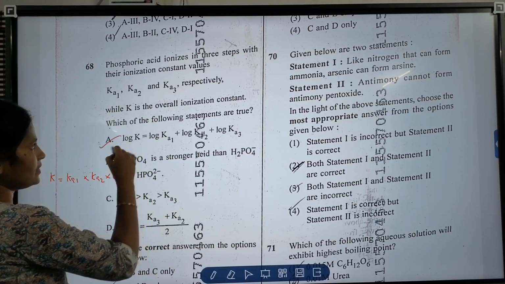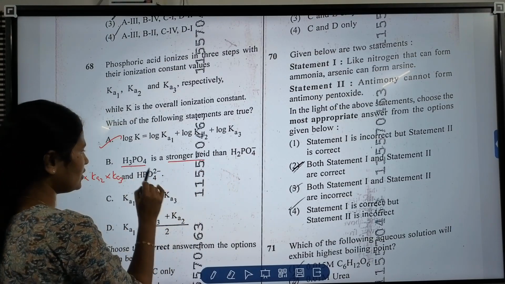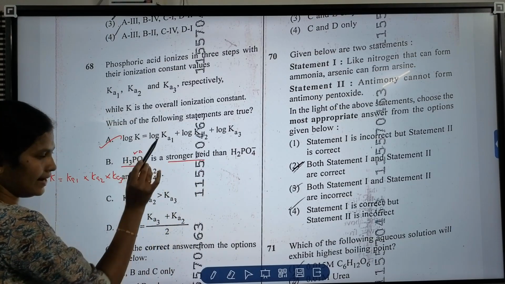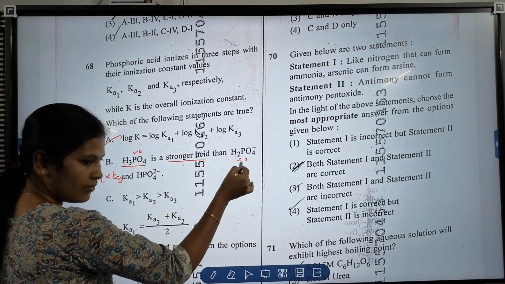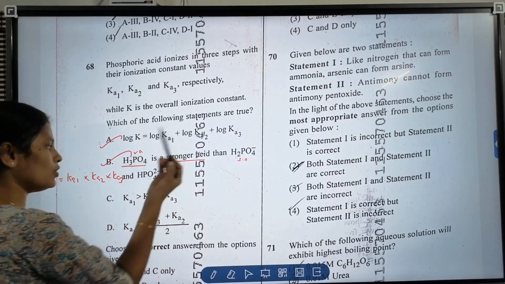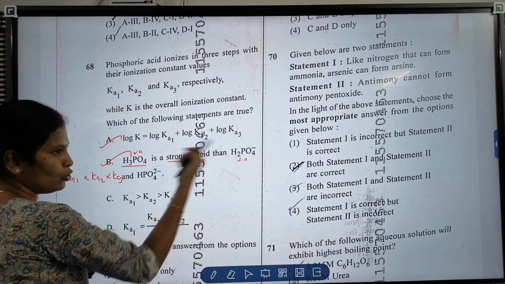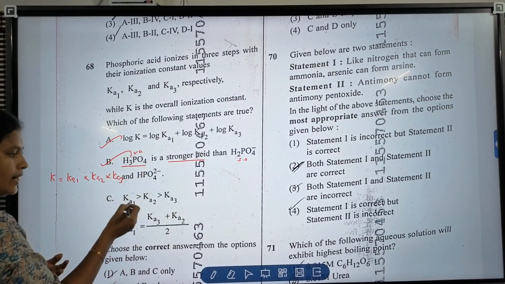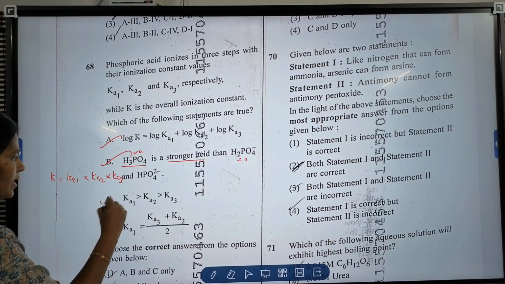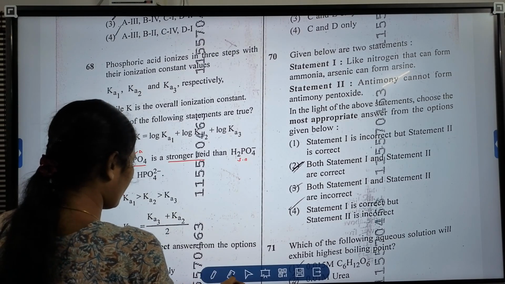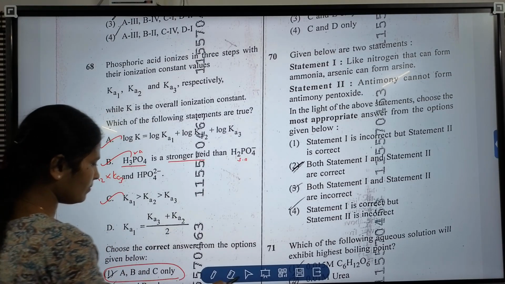And it is correct. H3PO4 is a strong acid than this? Actually, it is a weak acid generally. Its conjugate will be like a strong base, so it will be weaker than this. So this statement is also correct. And here 3 dissociation constants will be there. Here only 2, so the first one will be greater than the second. This is also correct. So what are the correct answers? We can go with A, B and C only.